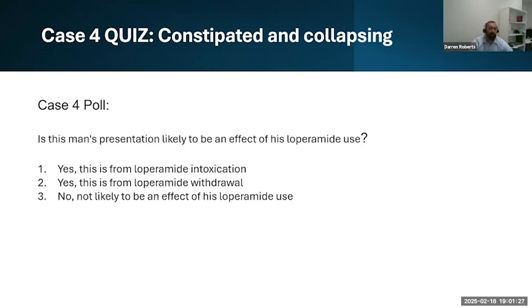So anyone who tells you they're misusing loperamide, get an ECG. If abnormal, I would be calling an ambulance and sending them to hospital because they've got unpredictable effects. Obviously, it depends on how severe it is.